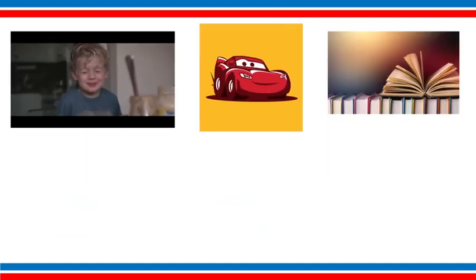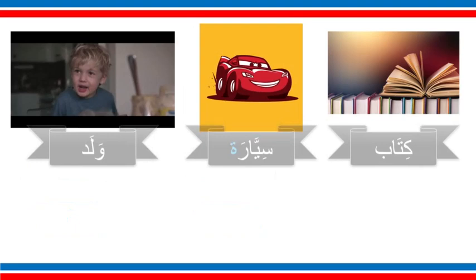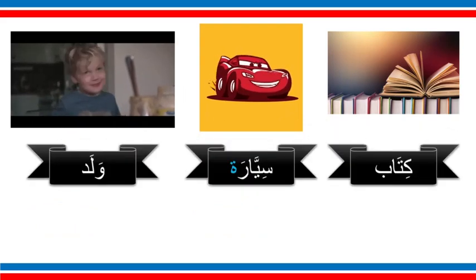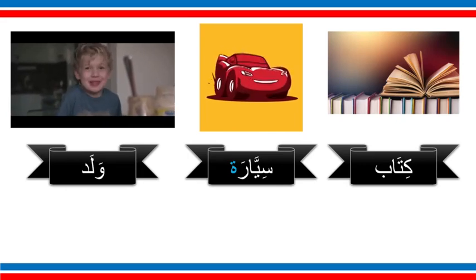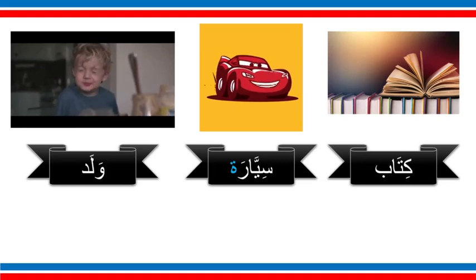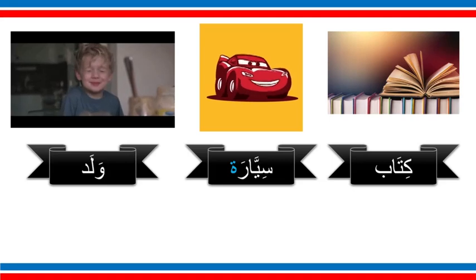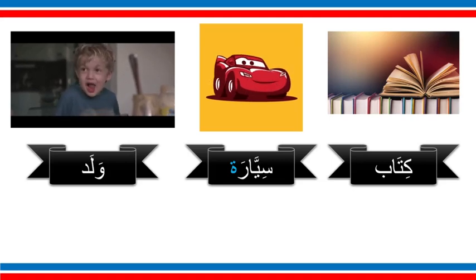Next question. We have these three pictures. The first picture is Kitab. كتاب, book. Second picture is سيارة, car. Third picture is ولد, boy. I want you to say that these things belong to you. How can you say my كتاب, my car, and my ولد?